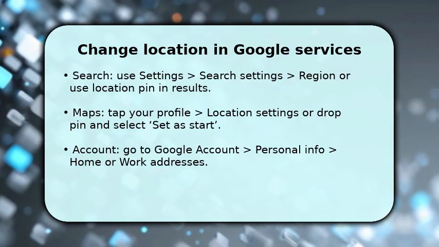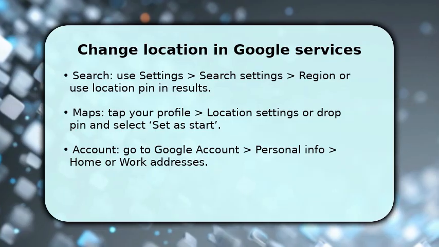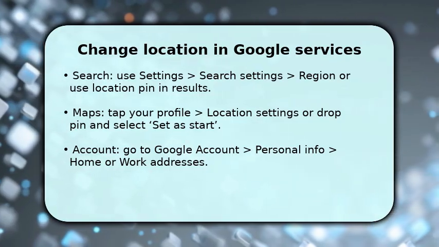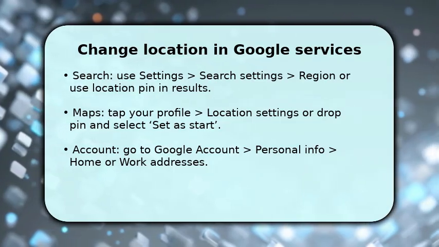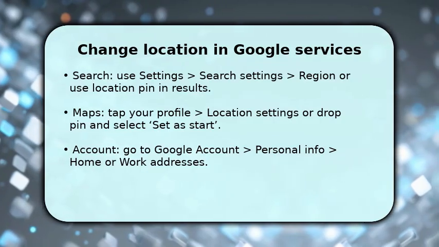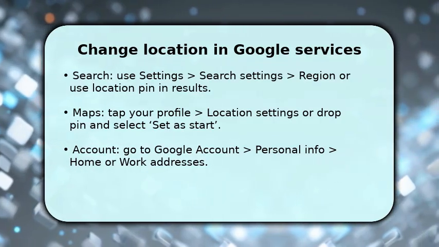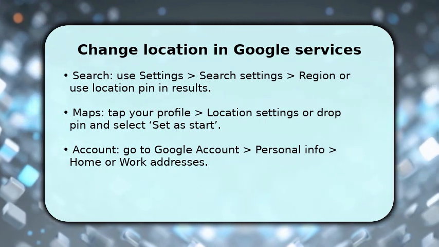In Maps, set or move your home/work addresses, drop a pin and choose Save, or adjust location history and activity controls so future results reflect the new spot. For account-level changes, edit personal info addresses. This affects ads and suggested content. Make sure to save changes and wait a few moments for Google systems to update.